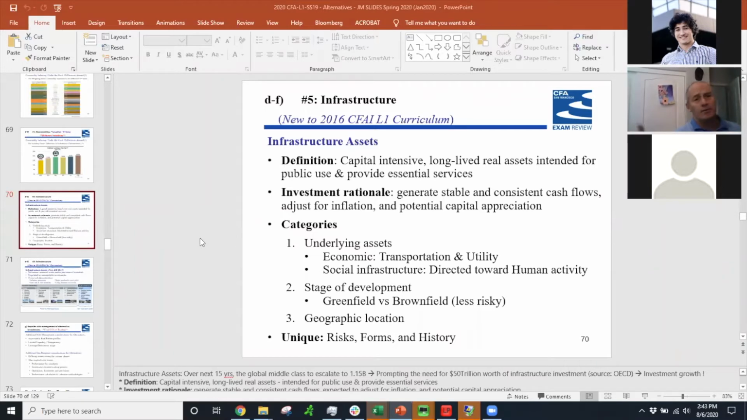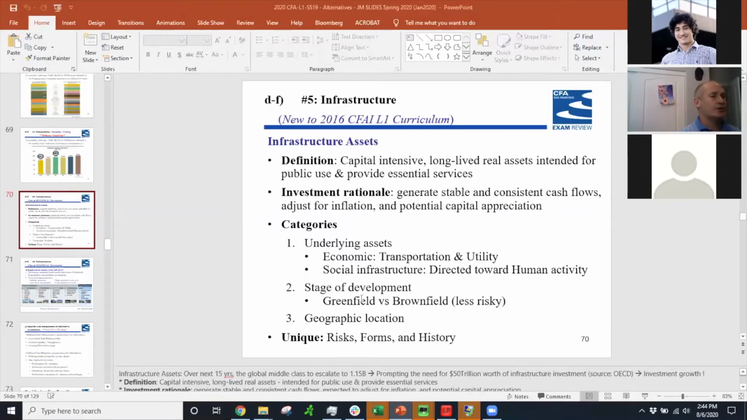And what's nice about infrastructure is they generate consistent cash flows. And just in terms of the subcategories, they can be transportation based or utility based. Social infrastructure, those are the economic ones. Social infrastructure can be directed towards human activity, like schools, prisons, and the like. And you'll often hear about different venture schools, which are going from public to private schooling, and people can invest in these.